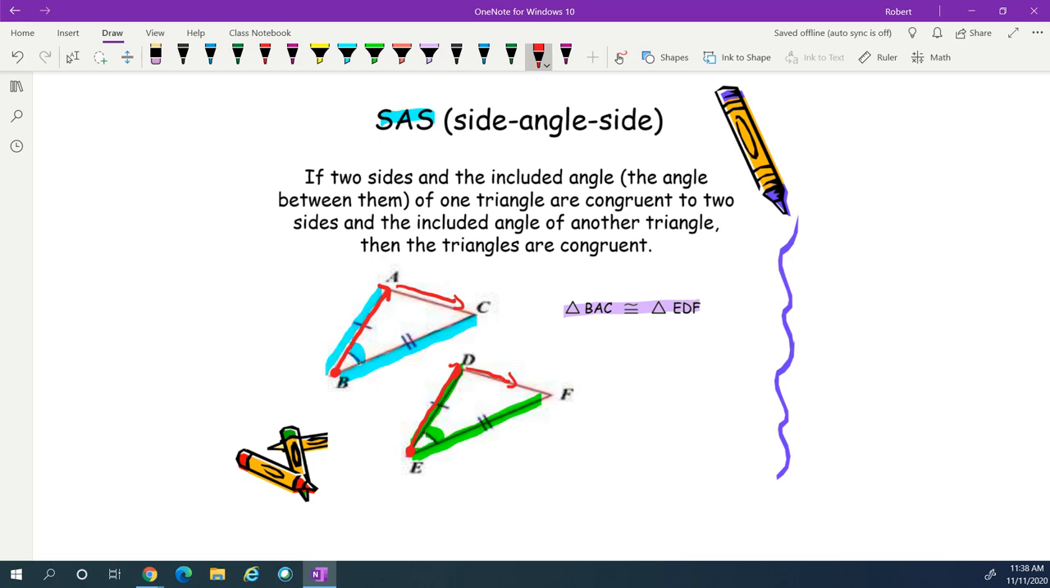Once we know the triangles are congruent, then we can say, oh yeah, angle F and angle C, they're the corresponding parts of the congruent triangles. So they have to be congruent. CPCTC. Our focus right now is, can we determine if the triangles are congruent? And so far we have two ways: SSS, side, side, side, and SAS, side, angle, side.